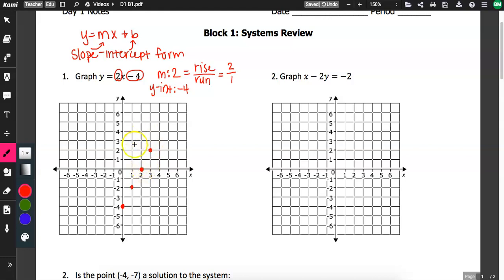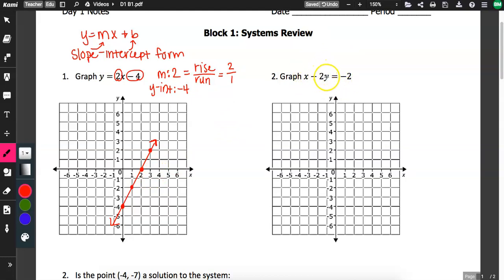Now to connect these, if you're using Kami to take your notes, if you're on the drawing tool and you hold down Shift on your keyboard, you'll be able to draw a nice straight line because it can be kind of hard to draw lines on here. And then let go of Shift when you're done. Add arrows because it does go on forever. Now we're done.